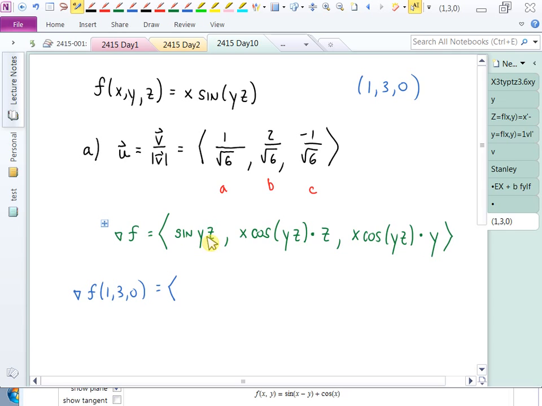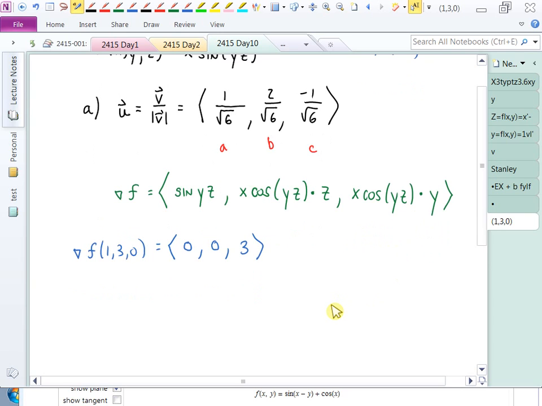What's sine of 3 times 0? 0. What's sine of 0? Okay. See, this is 0 again, isn't it? 0 again. And then over here, cosine of 0 is 1. 3, so I think we get 3. Plug in 1 there. Plug in 0 here. Cosine 0 is 1, so we get 1, then times y, but y is 3. So that should be our gradient.